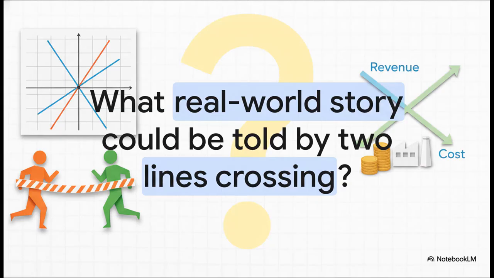So I'll leave you with this thought. We've seen how lines can tell a story on a graph. So, what kind of real-world story could be told by two lines crossing at one single point? Maybe it's the break-even point where a company's costs and revenue are finally equal. Or maybe it's where two runners meet in a race. The math, that's just the beginning of the story.